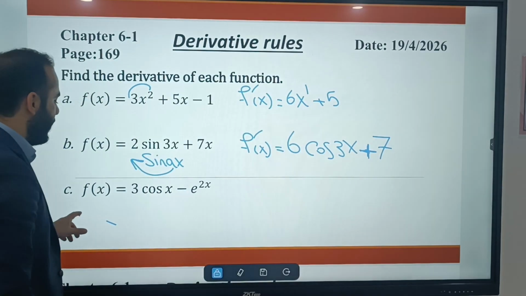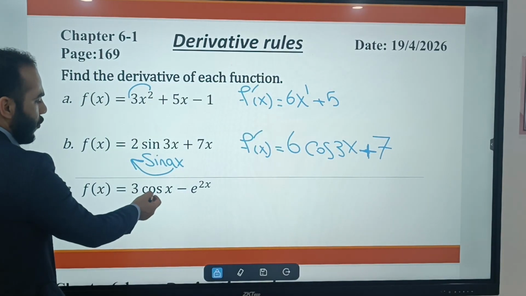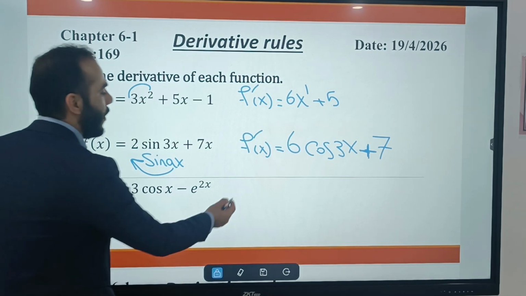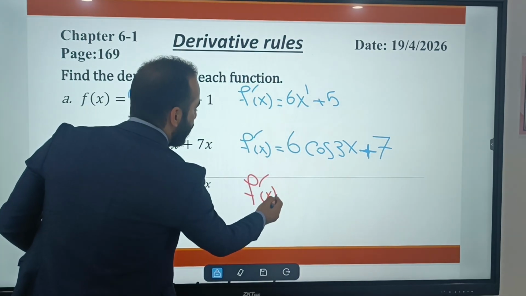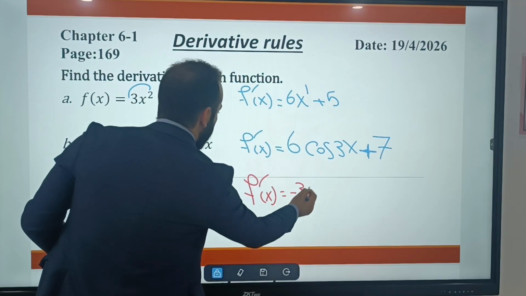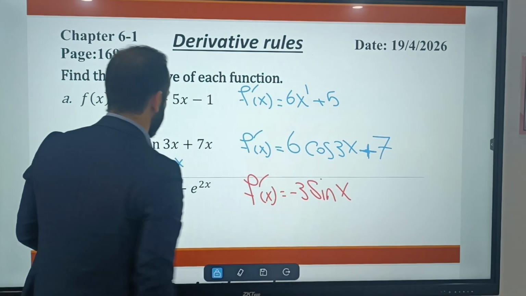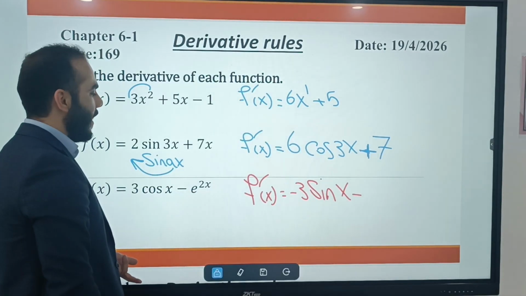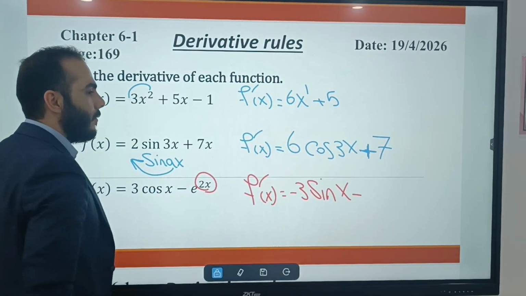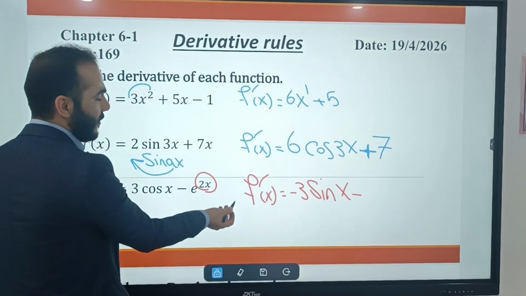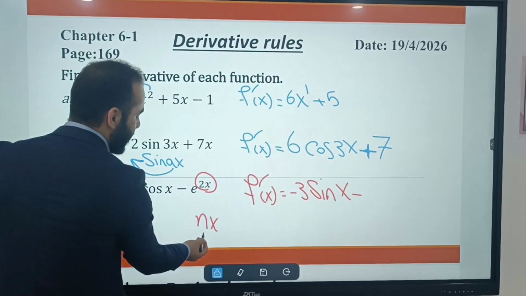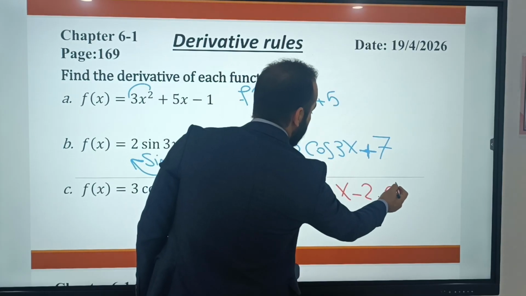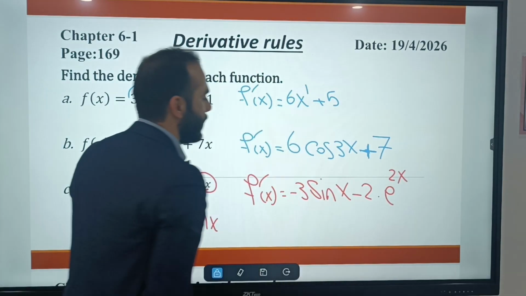Okay, and finally, derivative of cosine x, negative sine x. So there is a 3 here. So f prime of x would be negative 3 sine x minus. Derivative of e powered by 2x. Take the derivative of the power. 2. Why? Because derivative of 2x, it's in form of nx. So only n will remain, which is 2. 2 times the same function of e, which is e powered by 2x.